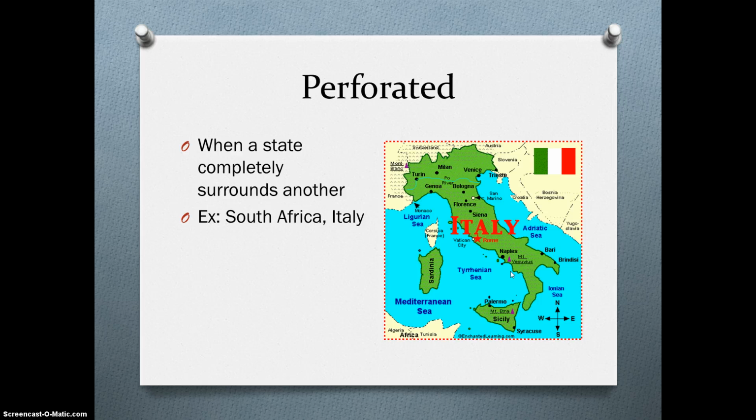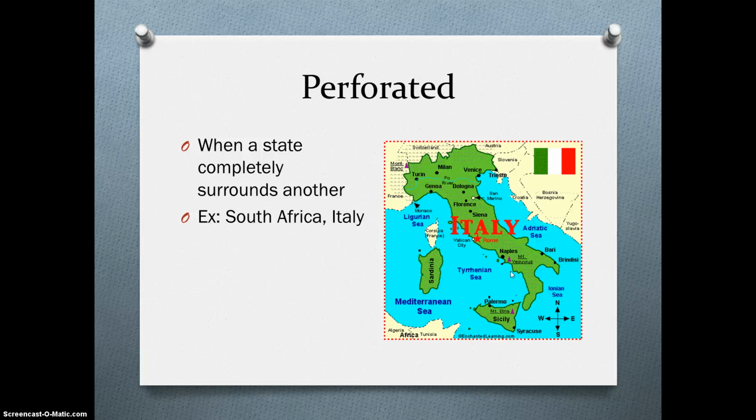Next, we have perforated states. And this is when a state completely surrounds another state. One key issue to note here is that a perforated state is the state that is doing the surrounding. So, for the examples, South Africa would be the perforated state. Italy would be the perforated state.